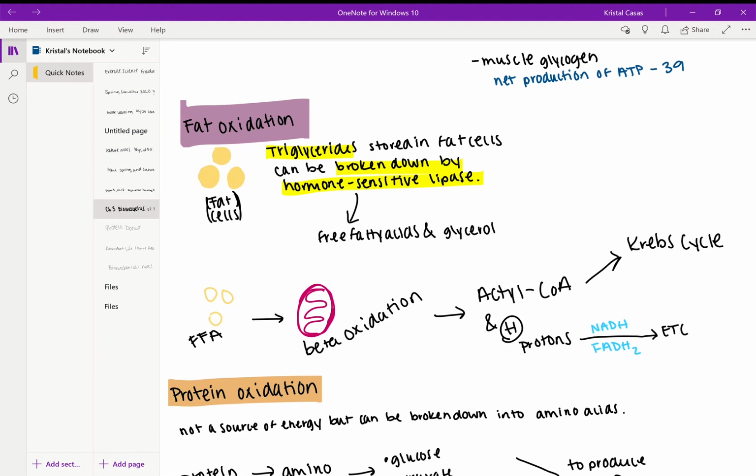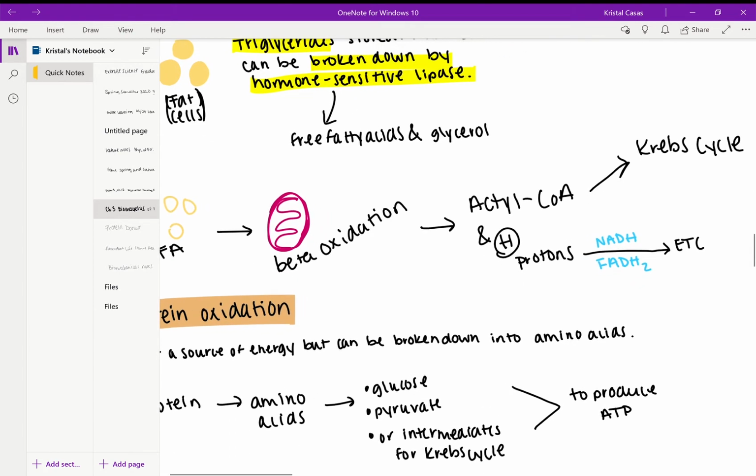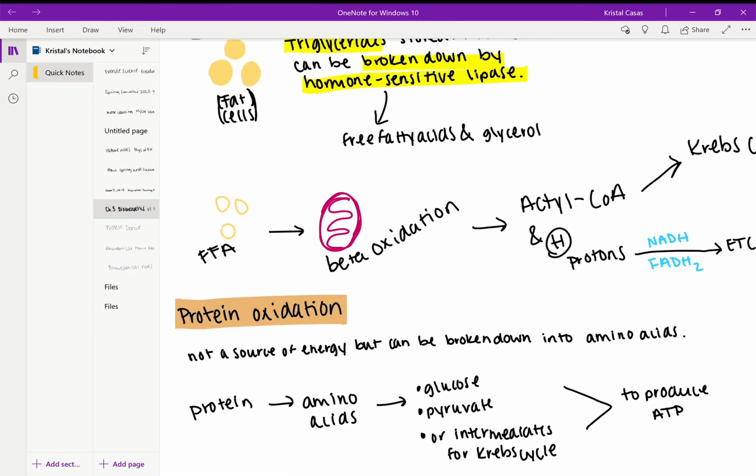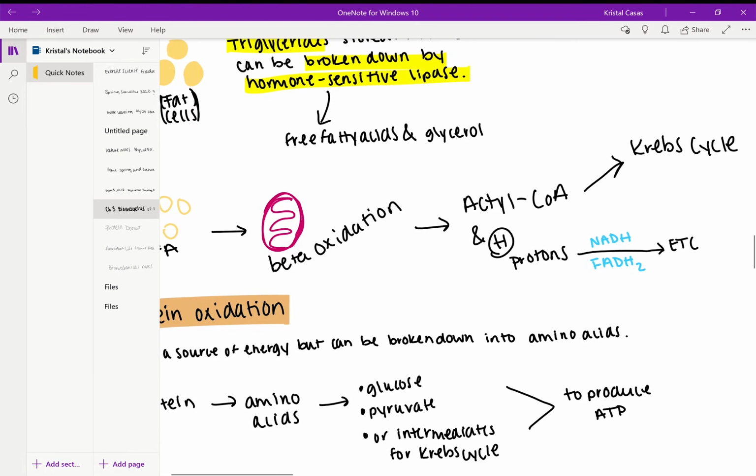For fat oxidation, triglycerides are stored in the fat cells and can be broken down by hormone-sensitive lipase. And when they are broken down, we get free fatty acids and glycerol. So here we have the free fatty acids going to the mitochondria where beta oxidation occurs, and then we get acetyl-CoA and hydrogen protons. Acetyl-CoA will be taken to the Krebs cycle, and hydrogen protons will be carried by NADH and FADH2 to the electron transport chain.